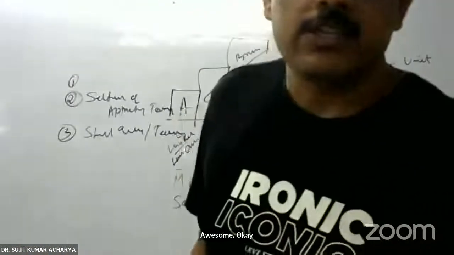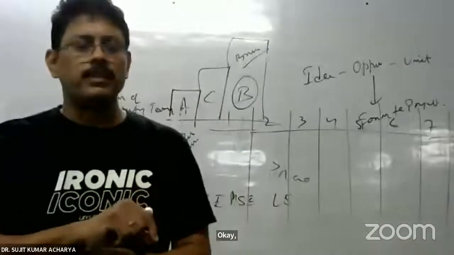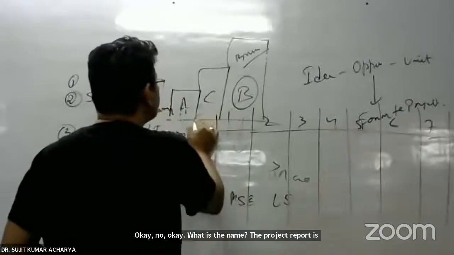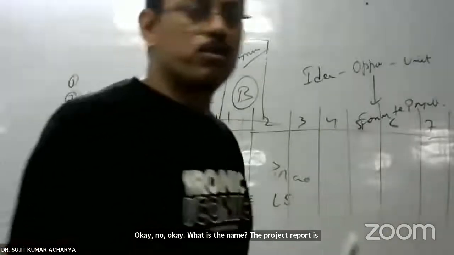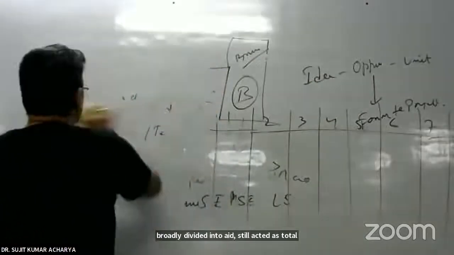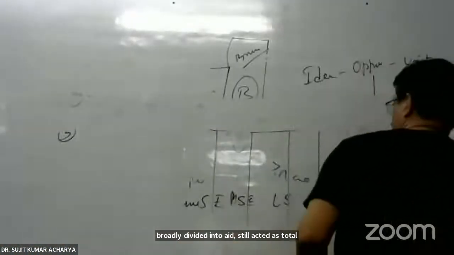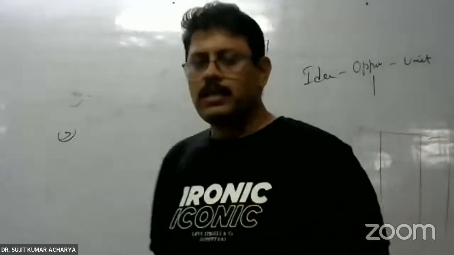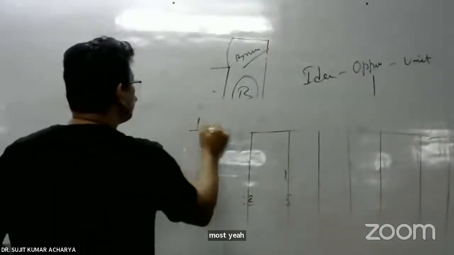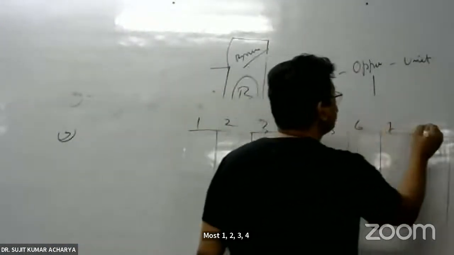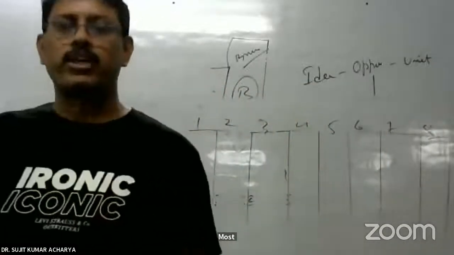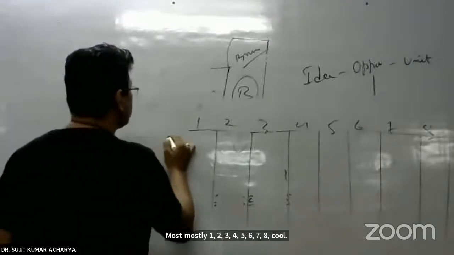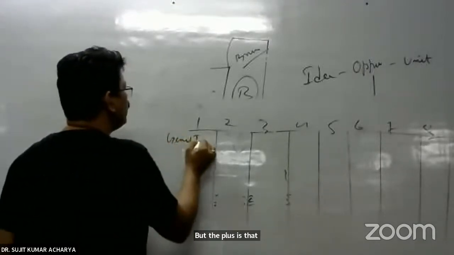Okay, sorry. Now, the project report is broadly divided into 8 steps. We have divided the total project into 8 steps. Mostly we divide every project into 8 steps. Now the first is the general information.